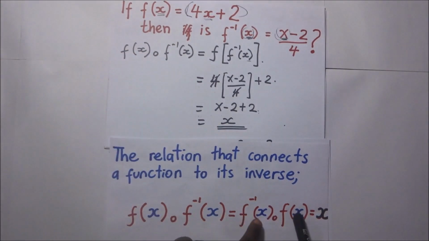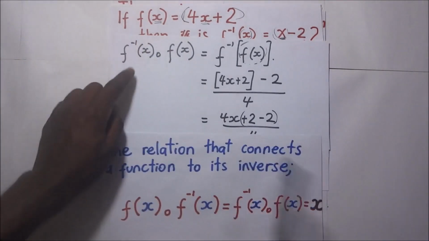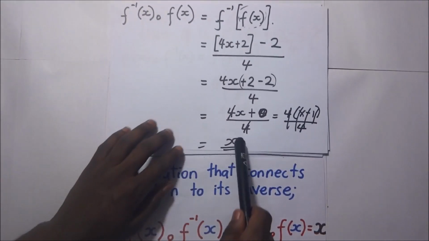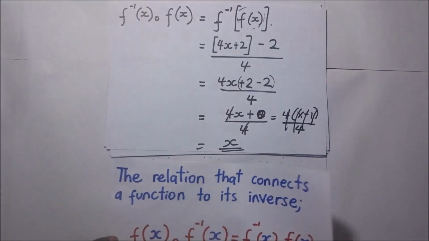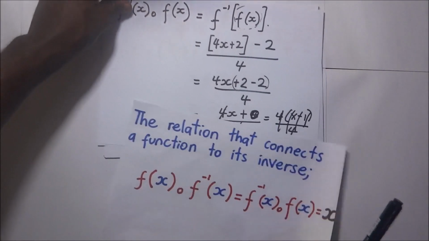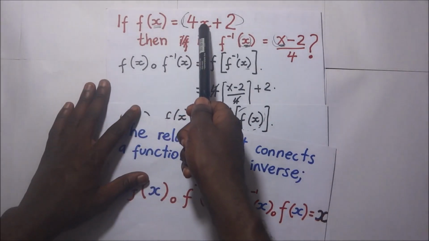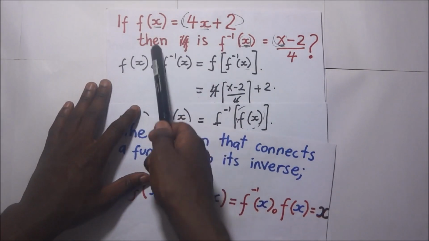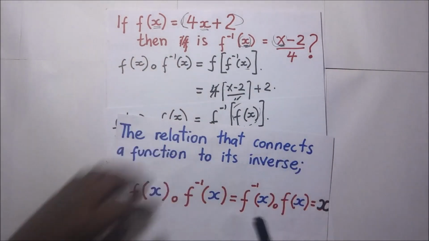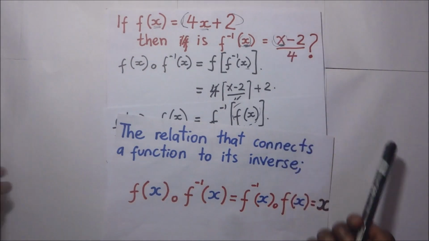Likewise, when we did the second step here, which is this and that, you found that our final answer was x, which is still satisfying this. So if we go back to the question, it is asking that if this function f of x is given by 4x plus 2, then is this function its inverse? From our workings here, the answer is yes. So we will conclude by saying that yes, it's the inverse.